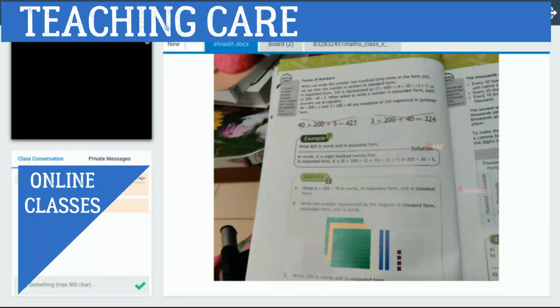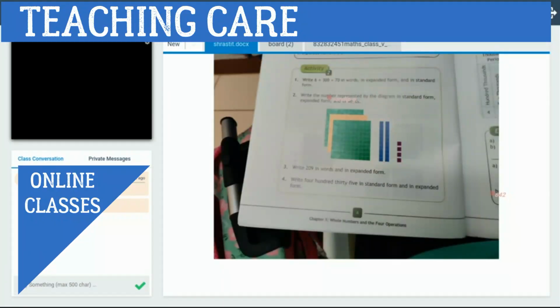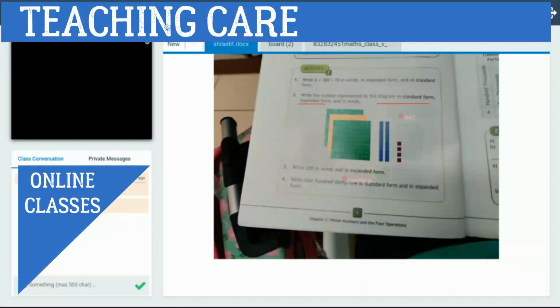Okay. Yeah, 1 minute, Srishti. This is in the expanded form, I think so. Write the numbers represented by the diagram in standard form, expanded form, and in words. Please, so I don't have to write in words. So what will it be? This box is for what? How many place values? What is the place value of this?